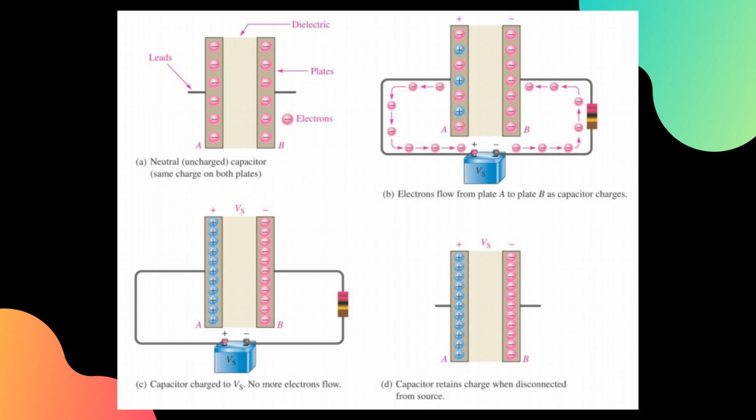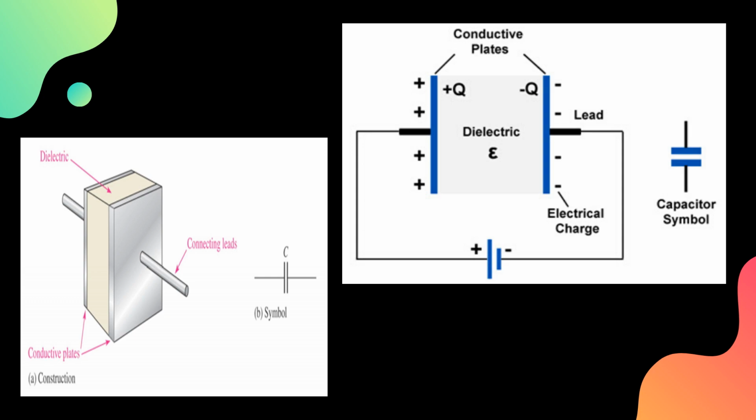In the neutral state, both plates have an equal number of free electrons. When connected to a source of charge, such as a battery, the positive terminal of the battery removes electrons from the plate connected to it and transfers them to the other plate. As a result, the two plates are equally but oppositely charged. Take note, no electrons flow through the dielectric because it's an insulator.